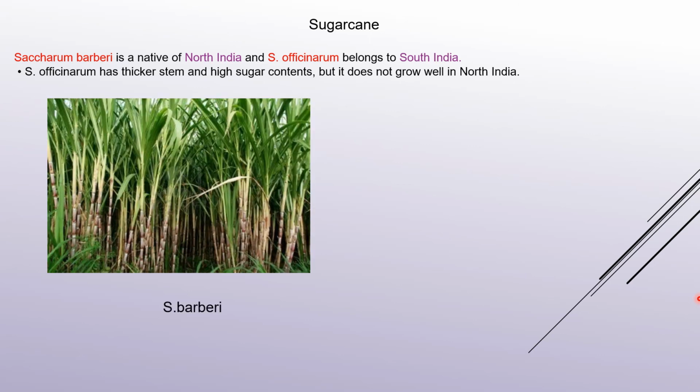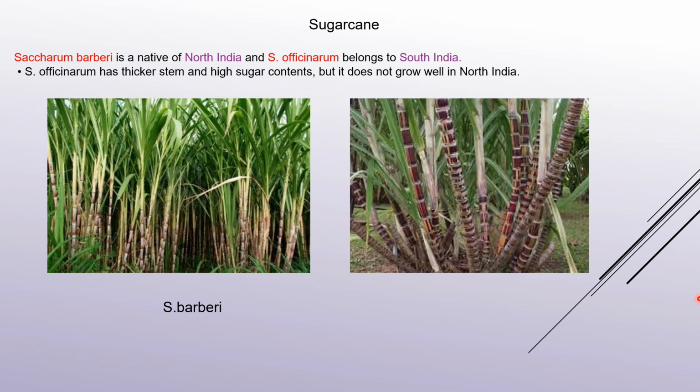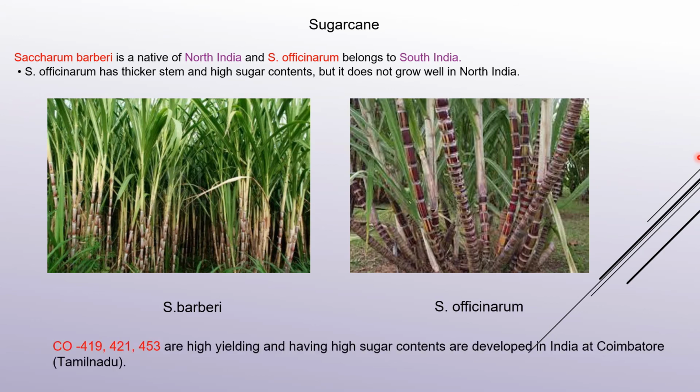This is Saccharum barberi, native to North India, and this is Saccharum officinarum, that is in South India. Now when Saccharum officinarum was subjected to grow in North India, it was not able to grow because of the difference in the climatic zone. So what did the Sugar Breeding Institute, that is SBI, do? They prepared the hybrid varieties in Coimbatore, Tamil Nadu, and named them Coimbatore 419, 421 and 453.